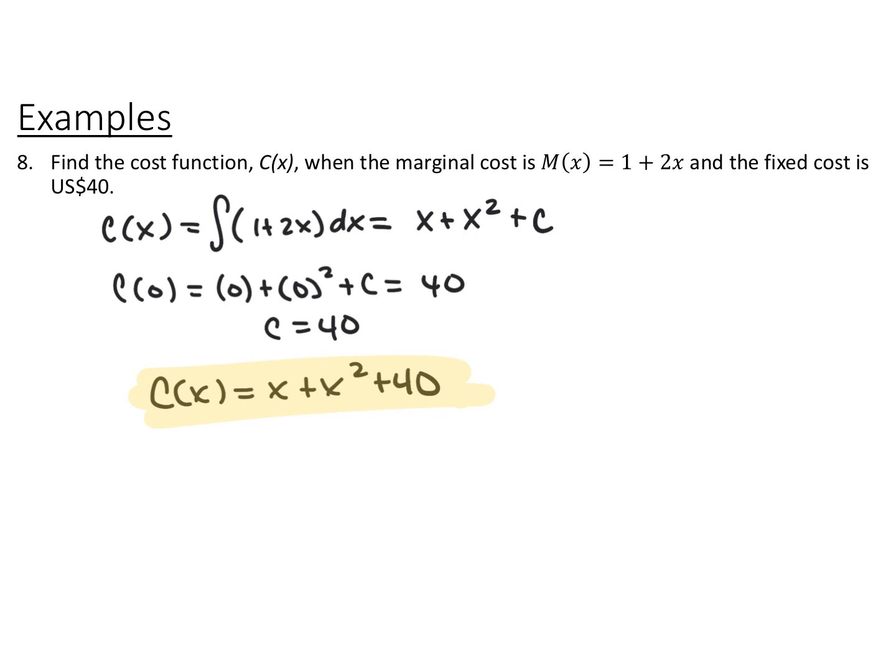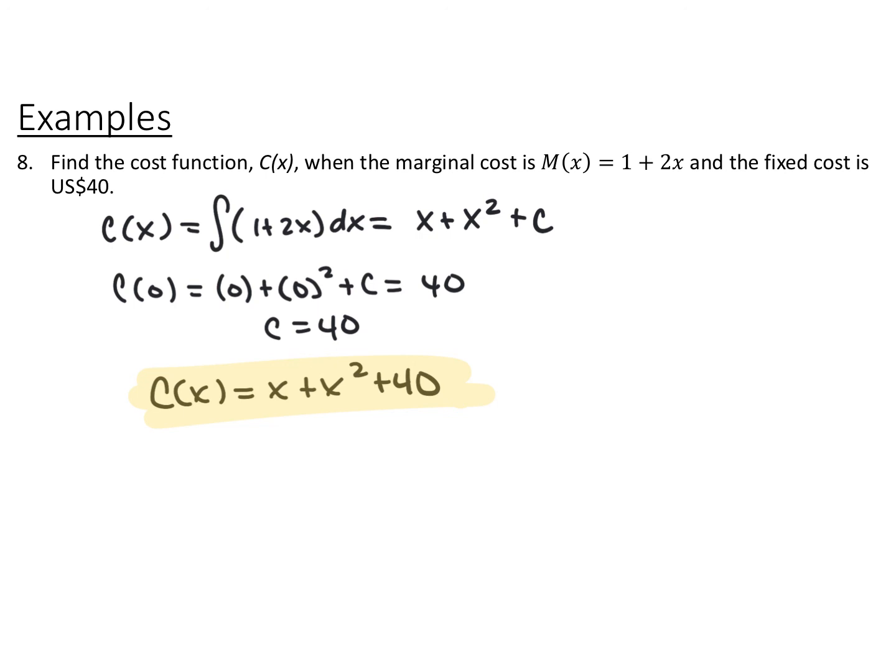So c of x is going to be the integral of m of x, or 1 plus 2x dx. So the integral of 1 is just an x, and then the integral of 2x, increase the power by 1, divide by the new power, would be plus x squared, plus our integration constant of c. And then they tell us that the fixed cost is $40. So no matter what, even when x is 0, you're still going to have to pay that $40. So I plugged in x to be 0 and set it equal to 40, and that just means that c is equal to 40.